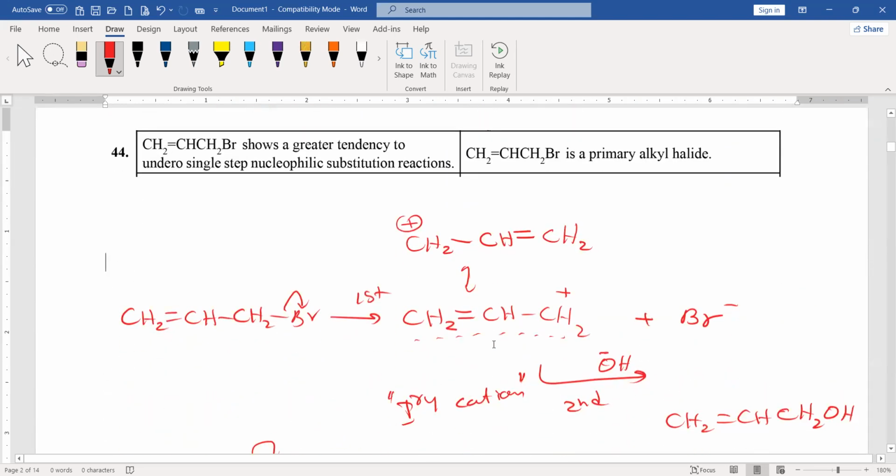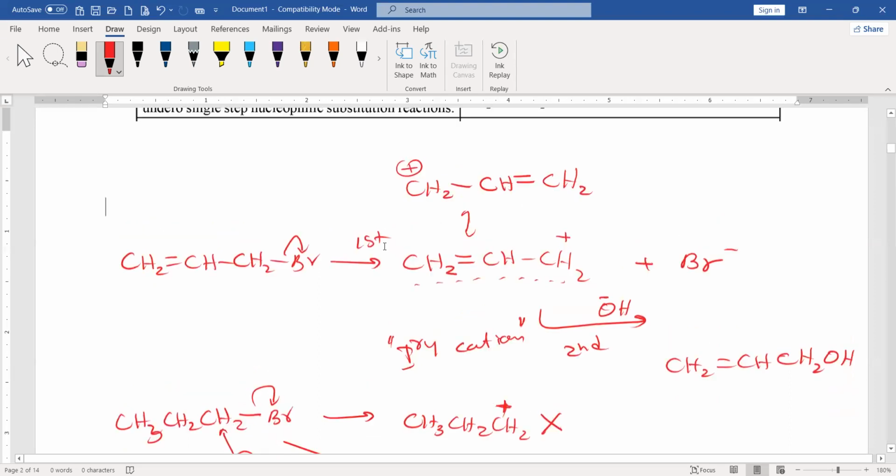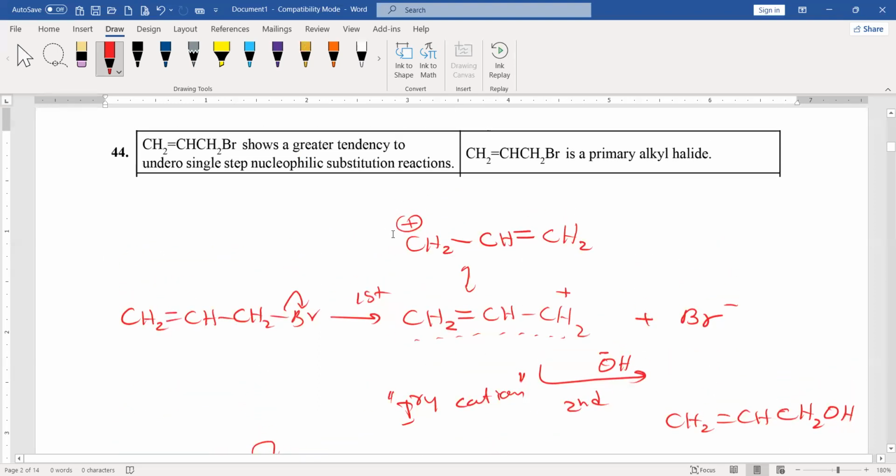If the carbocation is a tertiary carbocation, normally we know that tertiary carbocations are stable, so such reactions normally take place in two steps. So primary carbocations are always single step. Tertiary carbocations or tertiary alkyl halides undergo nucleophilic substitution reactions in two steps.